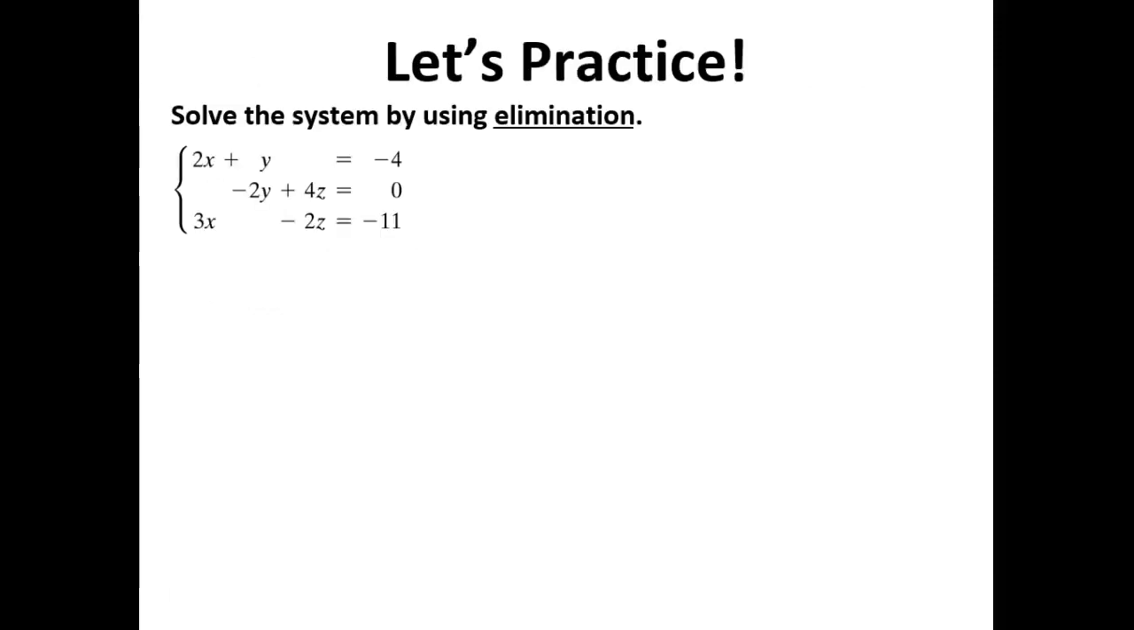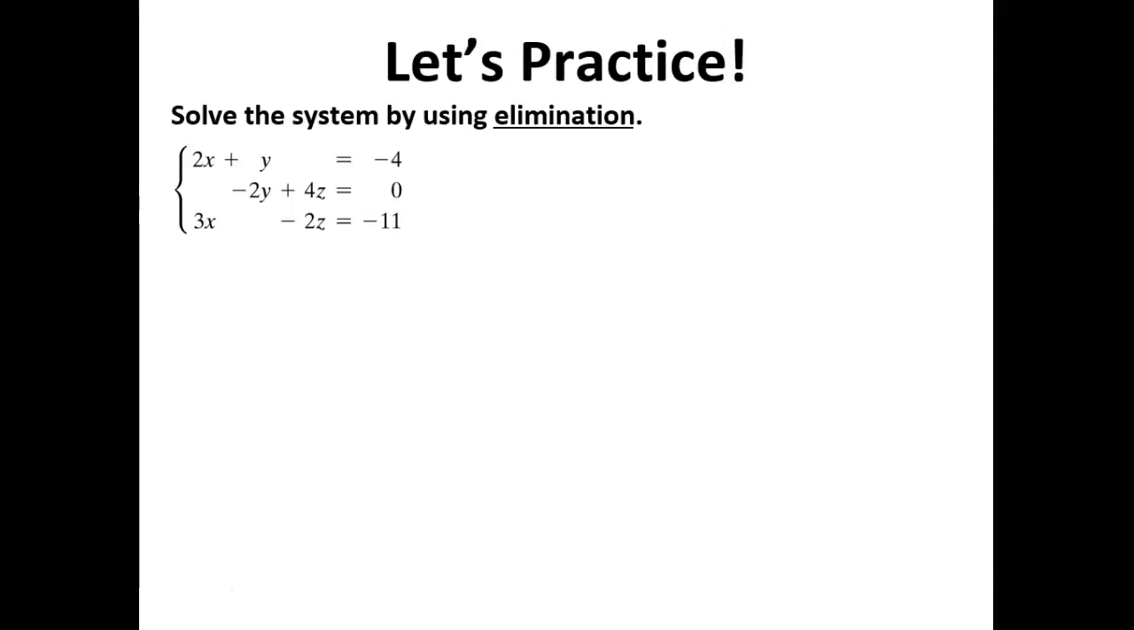And so if we look at this system, 2x plus y is equal to 4, -2y plus 4z is equal to 0, 3x minus 2z is equal to -11. There's our system right there. So we're going to solve this by elimination.